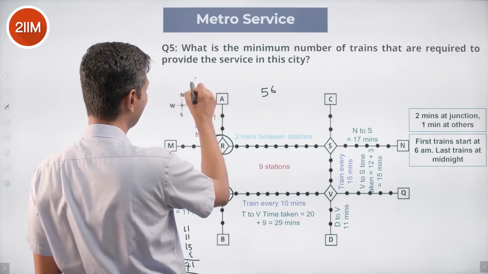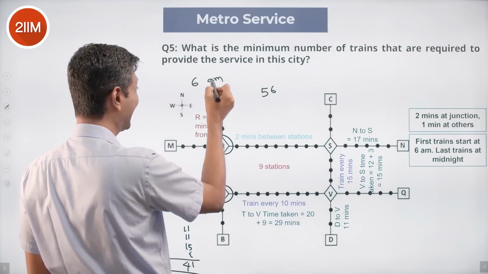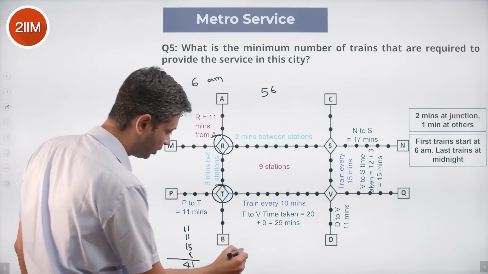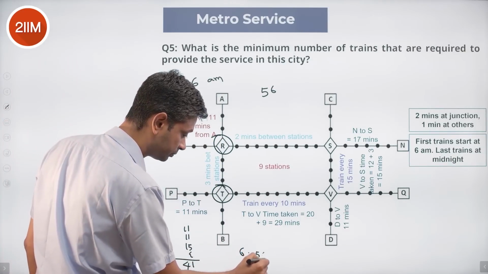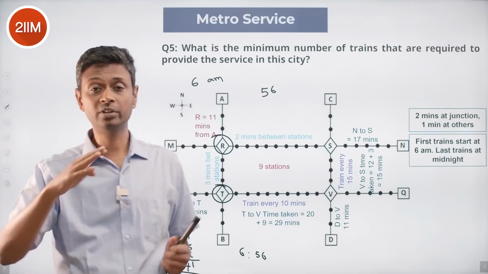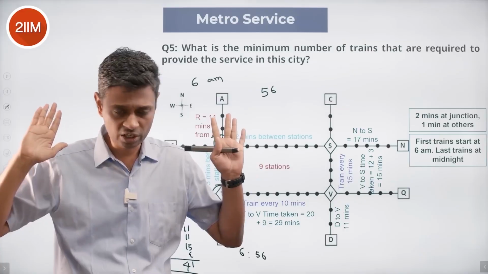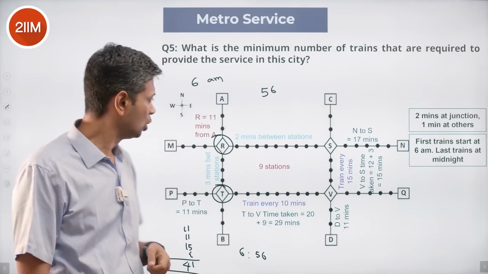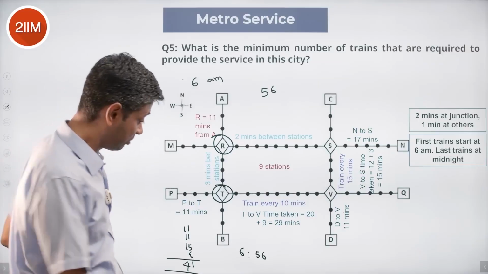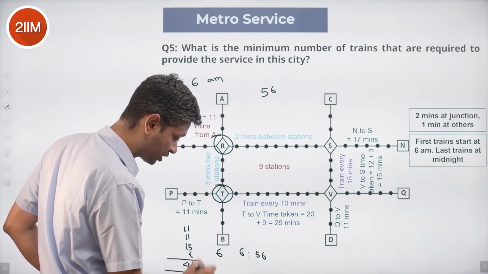So if I start a train at 6 a.m. here, that train is ready to start from here at 6:56. Not before that. It'll reach here by 6:41, but at 6:56 he's ready to go back. Not before that. He needs just 15 minutes rest. So my 6 a.m. train should start from here. Starting from B, my 6 o'clock train will start.